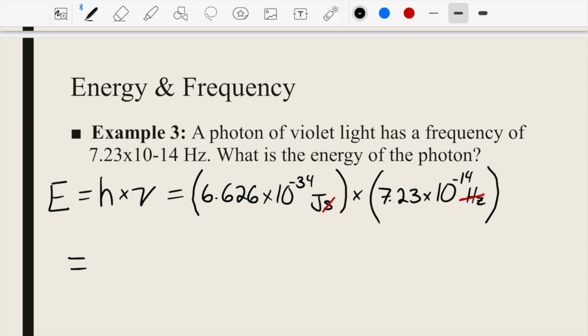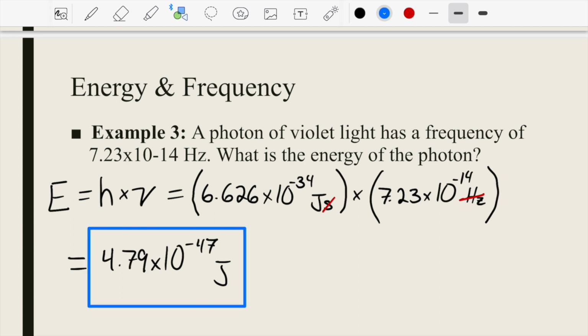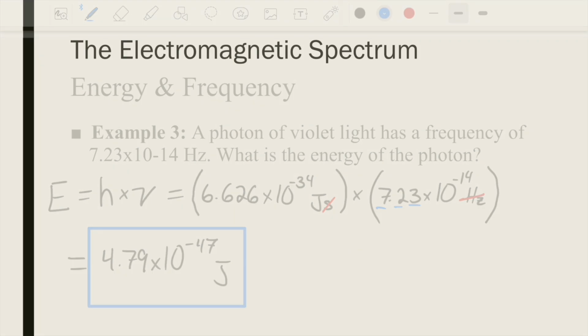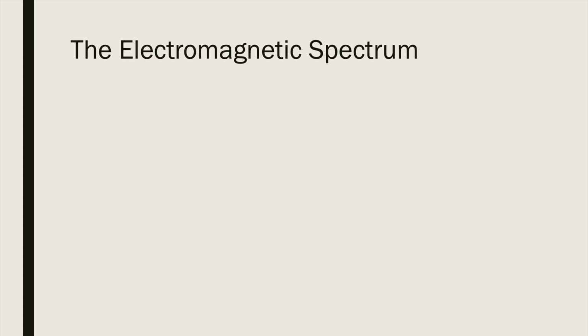And for our final answer, we get 4.79 times 10 to the negative 19th joules. Again, I rounded to just 3 significant figures because our original frequency has just 3 significant figures. Remember, constants, like Planck's constant, are considered to have infinite significant figures, so we never base our sig figs off the constant. Now let's talk about the electromagnetic spectrum.